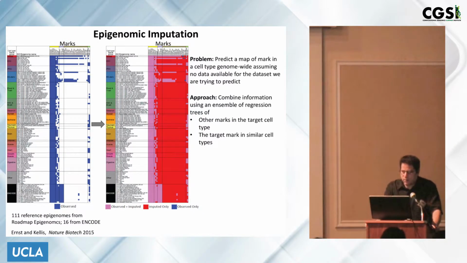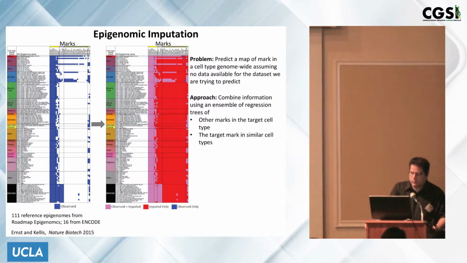So how we actually go from a grid like this to a grid like this was based on using an ensemble of regression trees where we leveraged two classes of features. One is having other marks in the target cell type, and the other is having the target mark specifically in similar cell types. We're assuming we have no data available for the data set we're trying to predict here. And we're not only going to predict the data sets for which we don't have any data available, but we're also going to generate an imputation of the data sets for which we do have data.